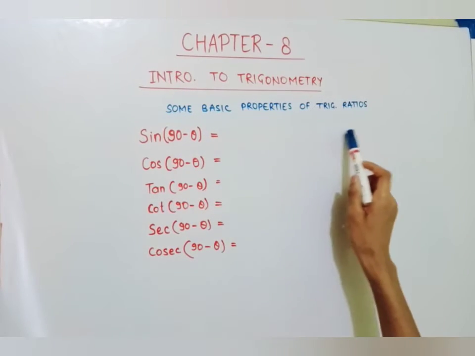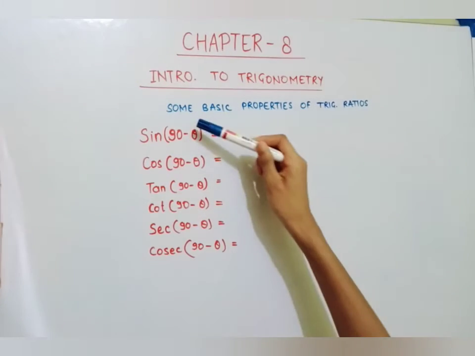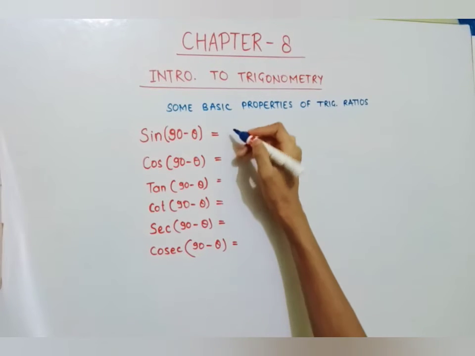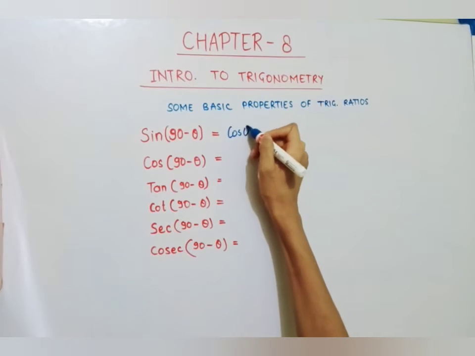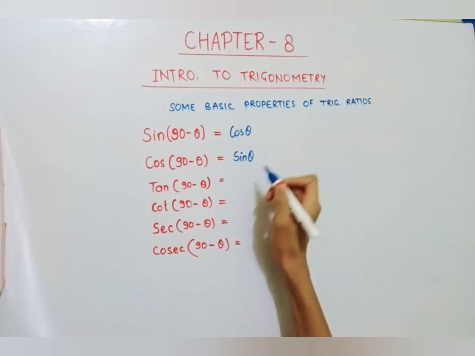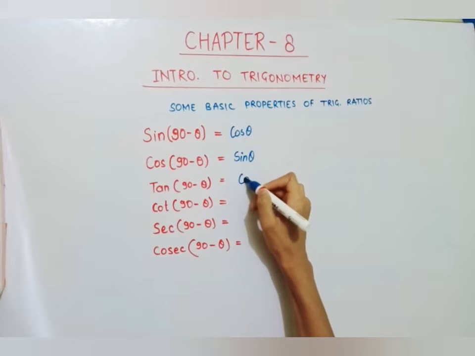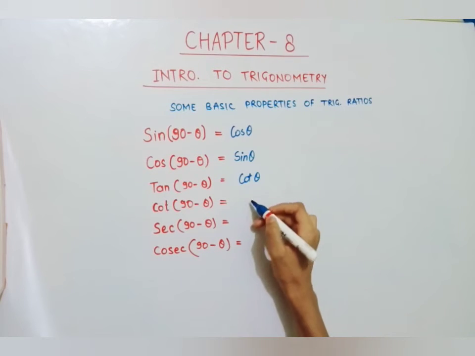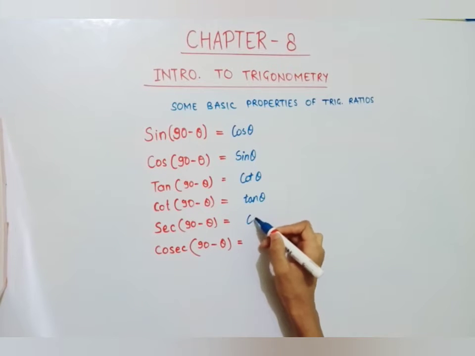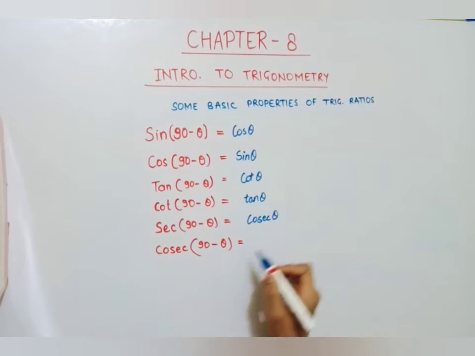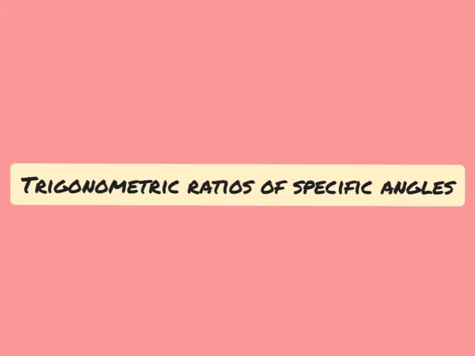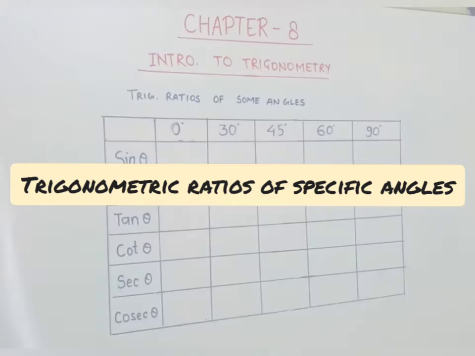Some basic properties of trigonometric ratios, or we can say angle relations between ratios. Now sin (90 minus theta) is cos theta, cos (90 minus theta) is sin theta, tan (90 minus theta) is cot theta, cot (90 minus theta) is tan theta, sec (90 minus theta) is cosec theta, and cosec (90 minus theta) is sec theta.